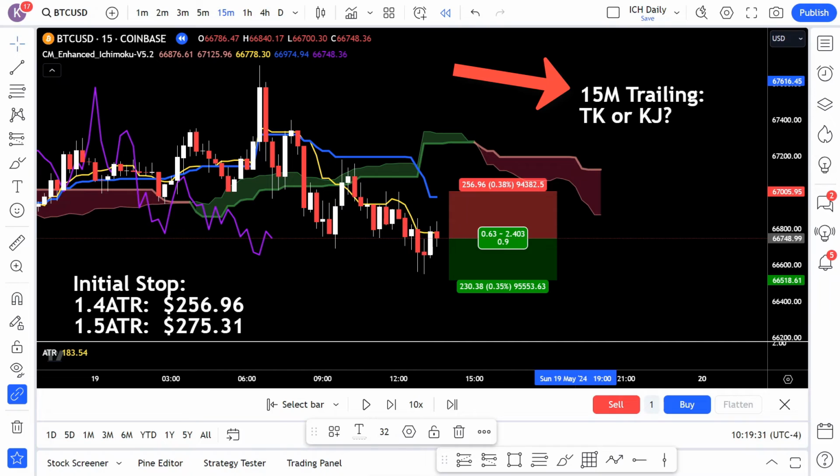And the last thing we have to decide is how we're going to trail our stop loss. Are we going to use TK, which is the faster moving average, or KJ, which is the slower moving average?